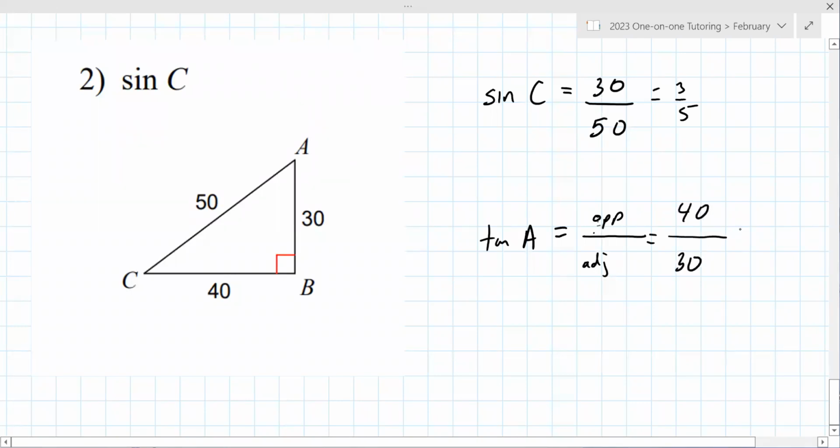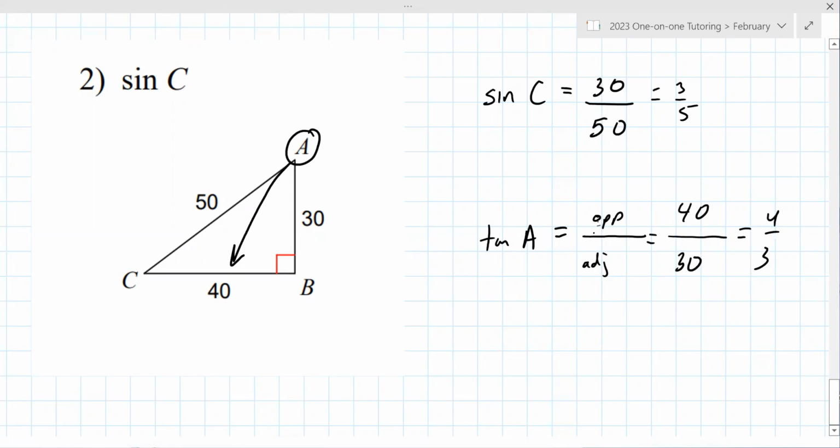Did I get it correct? Well, here's A. Opposite's the one that's farthest away. That is gonna be 4 over 3. Very good. Okay, let's do another one here.